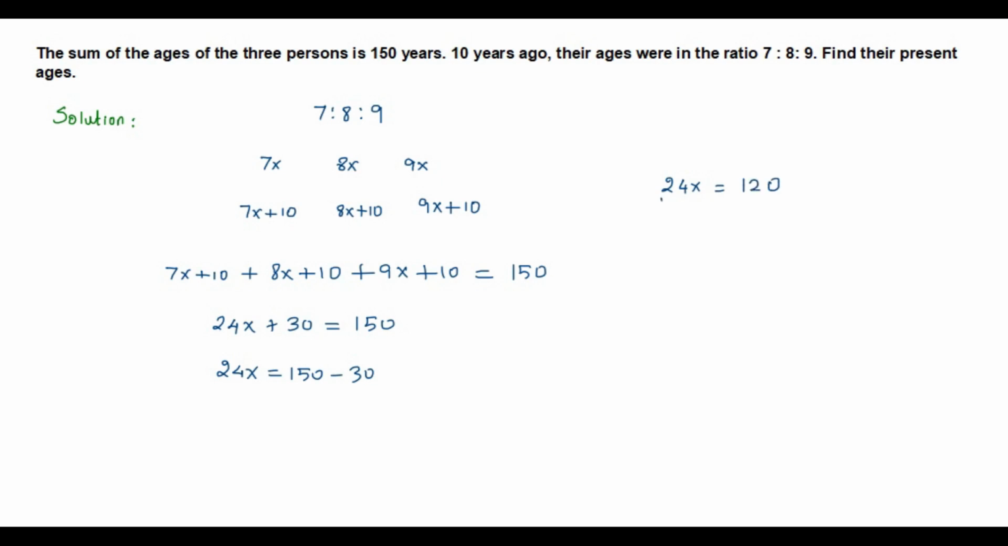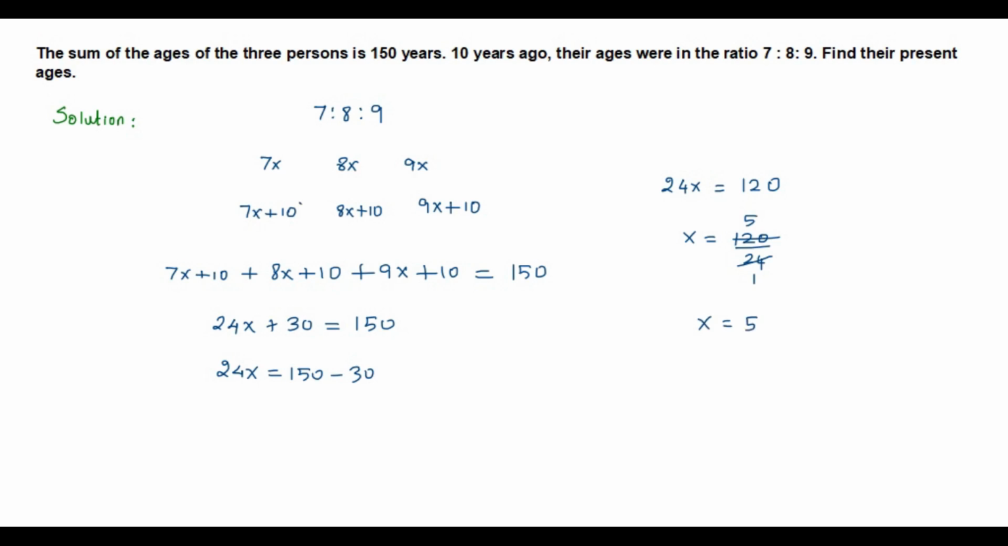Okay, my aim is to get the value of x. Here 24 and x are multiplied. If 24 goes to the right side, it will divide 120. So x is equal to 120 by 24. So we can simplify this one. 24 goes into 24 one time, 24 goes into 120 five times. So we get x is equal to 5.